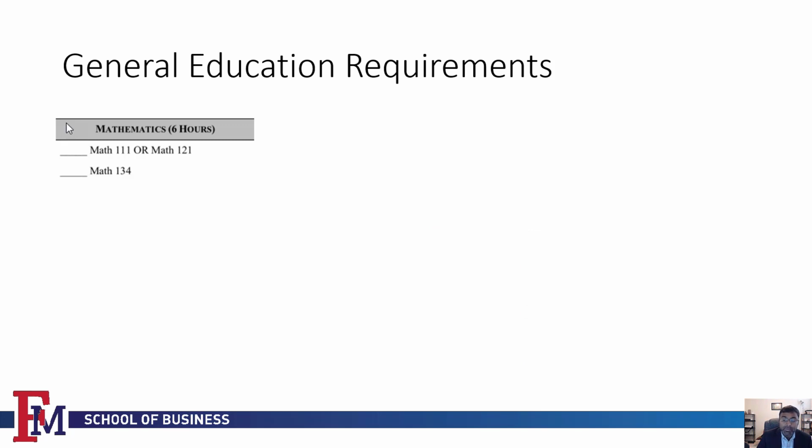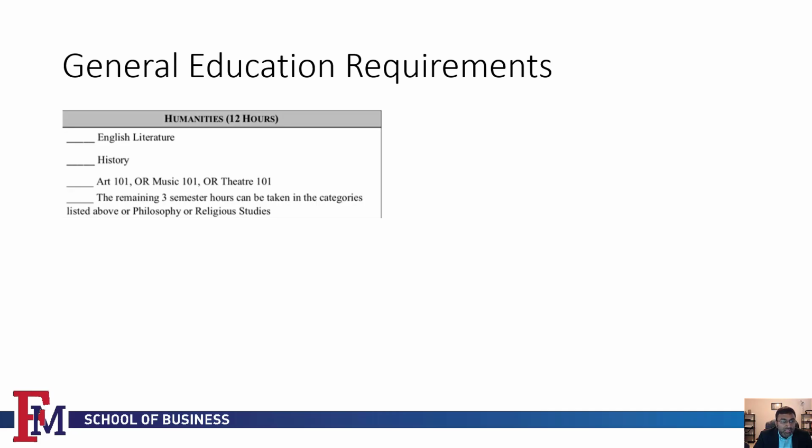If you take AP Calculus, you do get credit for Math 201, in which case the second math you take will be Math 134. If you get credit for Math 201 and 202, then you are done with math and you can move on to taking other course materials.